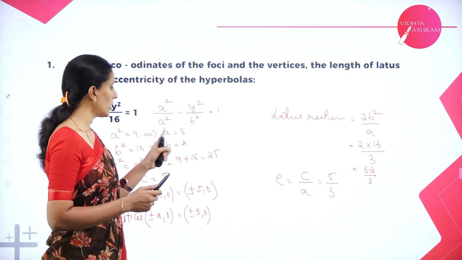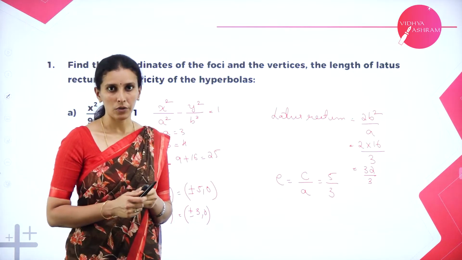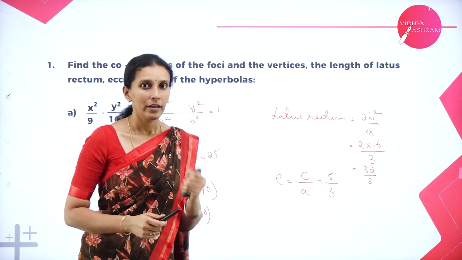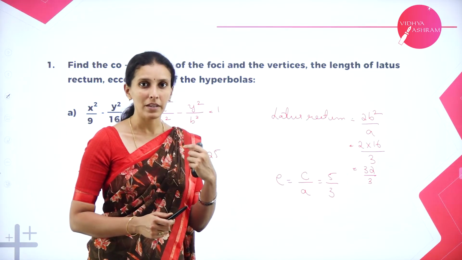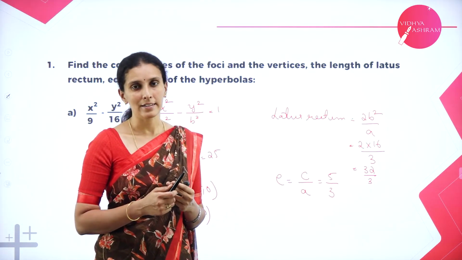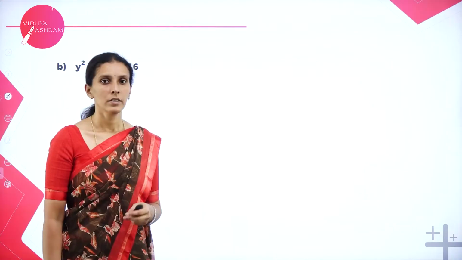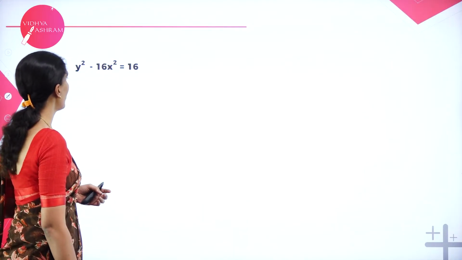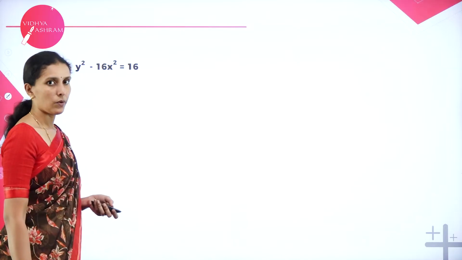Conjugate axis is 2 into b, which is 2 into 4, equal to 8. So just by naming the values of a, b, c, we can find all the characteristics of a given hyperbola. Next we have y square minus 16x square is equal to 16.